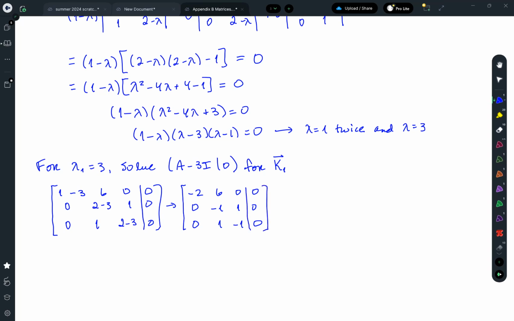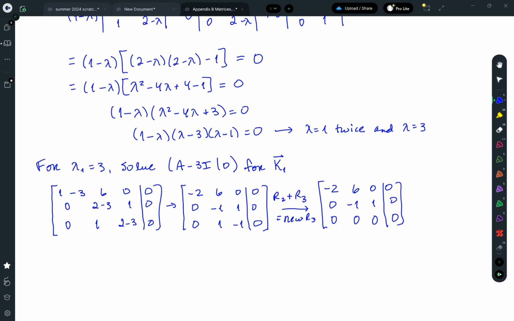If I was to take row 2 and add it to row 3, I could get a new row 3. Row 2 plus row 3 equals the new row 3. Row 1 stays the same, negative 2, 6, 0, 0. Row 2 stays the same, 0, negative 1, 1, 0. But if I combine rows 2 and 3, I get 0, and then negative 1 plus 1 is 0, 1 minus 1 is 0, and 0 plus 0 is 0. So what I got was a row of zeros.